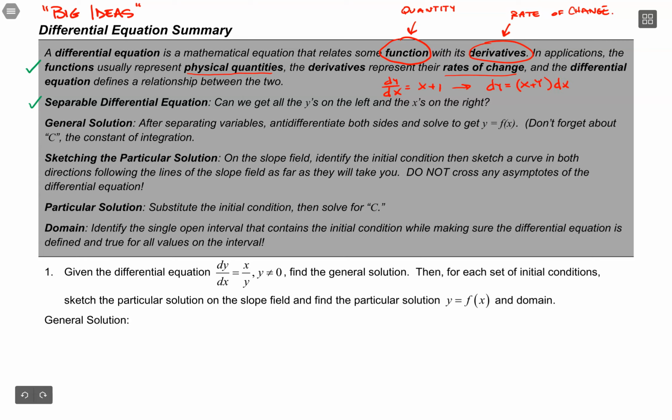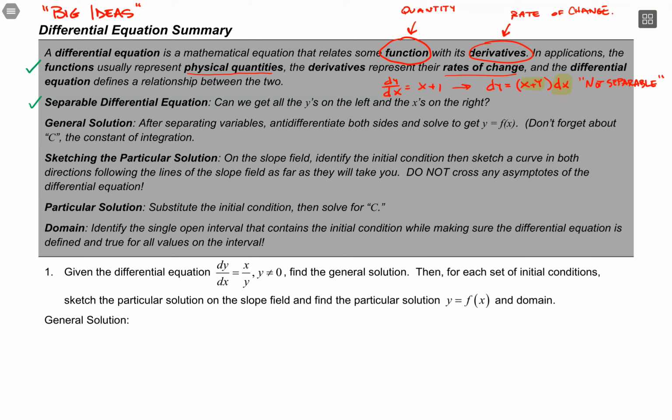dx, and here's why you can't separate that, because this quantity is added together multiplied by dx. You can't separate out the x plus y. If you tried to distribute the dx, then you would end up having a bigger mess. So that is an example of what I mean by not separable. You can't separate that x plus y from the other components in the differential equation.